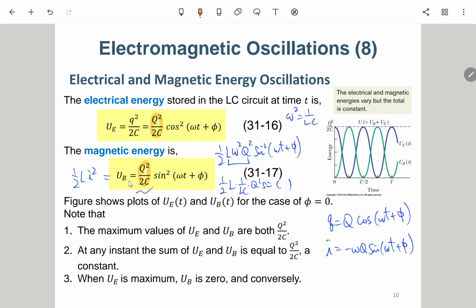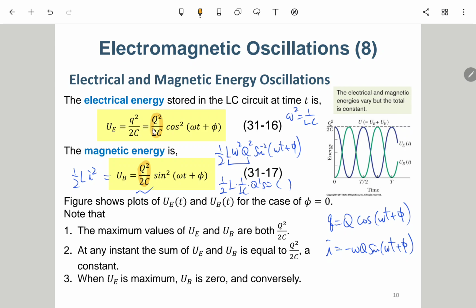Because when you add them together, these two have a common factor, and the remaining stuff becomes cosine squared of this plus sine squared of this. In trigonometry, you know that sine squared of theta plus cosine squared of theta is actually 1. So when we add UE and UB together, it becomes Q squared over 2C. And the third one is, when UE is maximum, UB is 0, and conversely, because it adds up to this one.